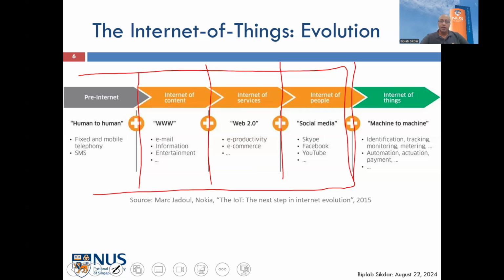But now our devices have evolved so much that we don't really need a human in the loop anymore. Our machines are now smart enough to figure out when they need to generate data, when they need to transfer the data, how to process the data, and how to act on that data. So it's basically machine to machine, and machines themselves are smart enough to figure out when to transfer data and process data and consume that data.